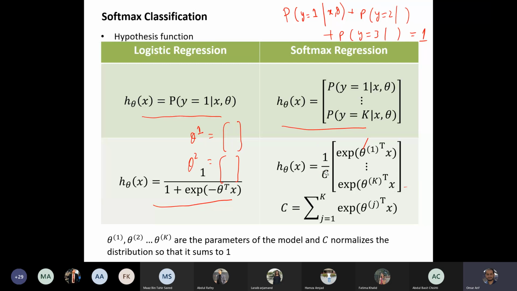First, we use the different theta parameters for each class and use that to compute this value. And finally, we are going to divide by the sum of all these values to get the probability for each class.